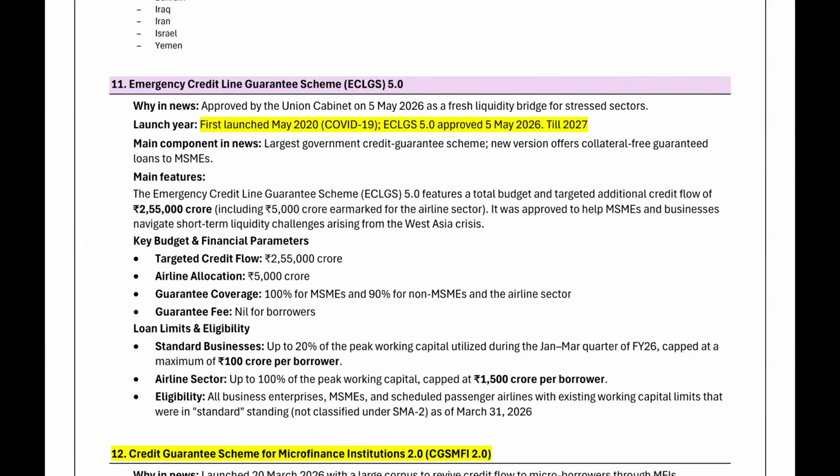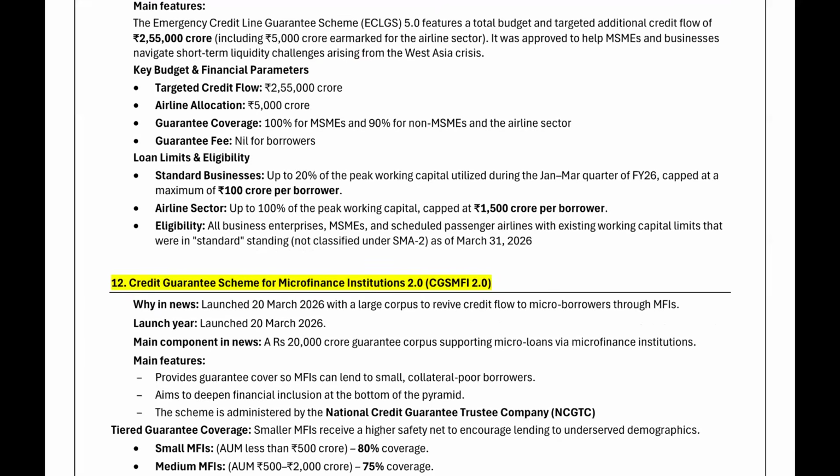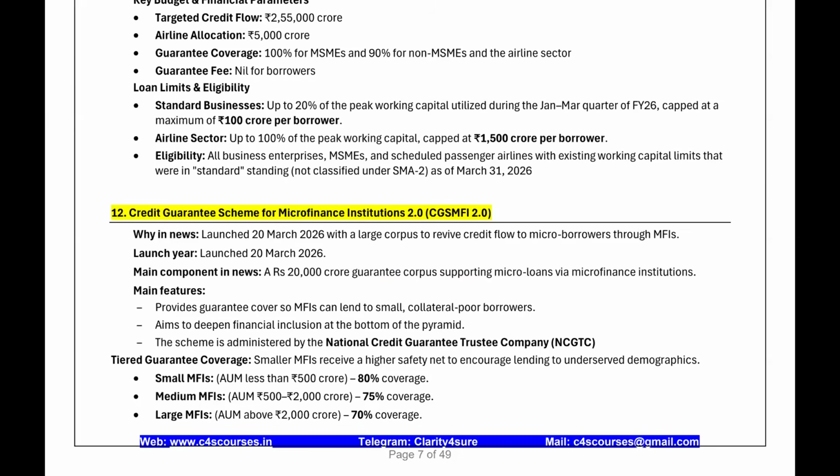This scheme is oxygen cylinder for stress sector. Very good. This scheme is oxygen cylinders for MSME. Right now, so very good, Twinkle. Very good, Anik. Now try to understand the 12th scheme, that is CGS MFI 2.0, which is telling about stress sector. Stress sector. Please Google it. What is stress sector? You will understand. If I try to make you understand over here, it will take too much time.